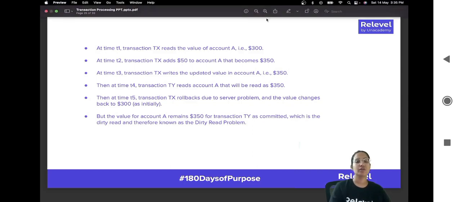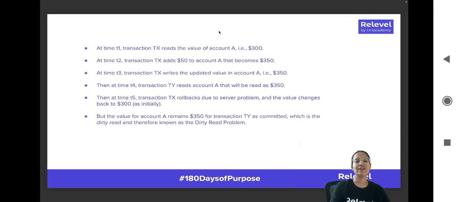Let's go over it. So here what we saw was at T1, transaction TX had $300. Then it added $50, led to 350 and it updated 350 in the account as well. But then some failure happened, right? And at the same moment, at T4, TY tried to access. So it accessed 350, right? But then rollback happened and the value got back to 300 again. So your TY read 350, whereas the balance actually is 300, okay? Leading to a dirty read problem.